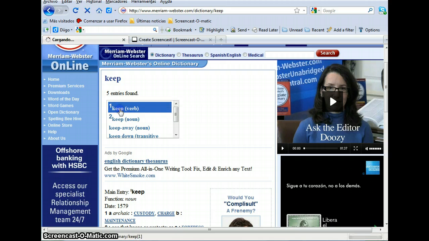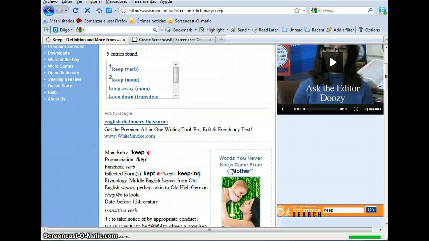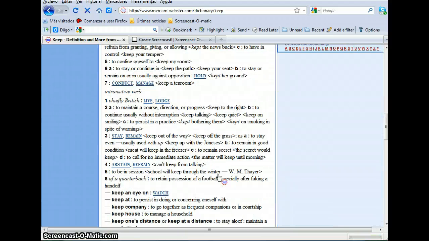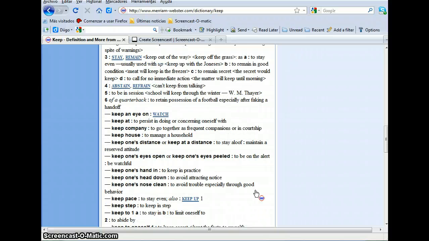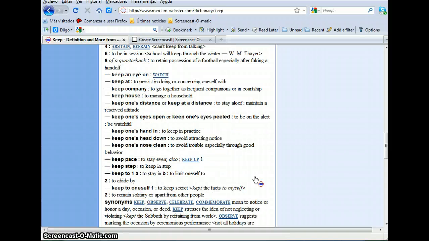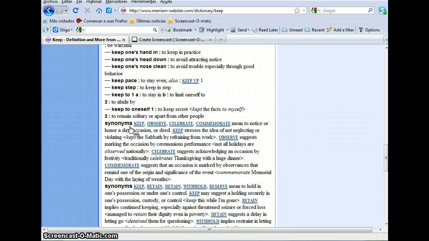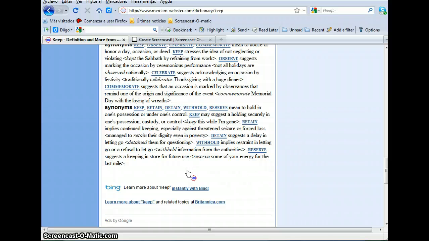Let's go back to the keep as a verb for just a minute. Go down quickly, and we have all of these other meanings. Okay, keep an eye on, keep at as a phrasal verb, keep company, keep house, keep one's distance, keep one's eyes open, keep one's hands in, etc. So we're finding all of these different ones. Then we have synonyms. We have these that are coming up as synonyms here on the bottom. All right, so we're going to go on to the next source right now.